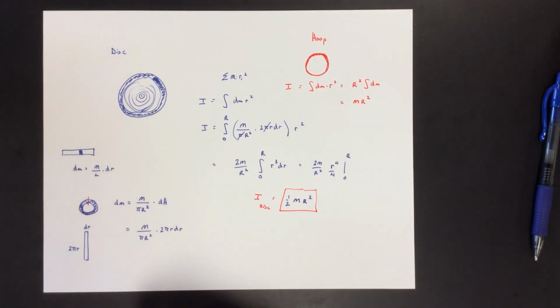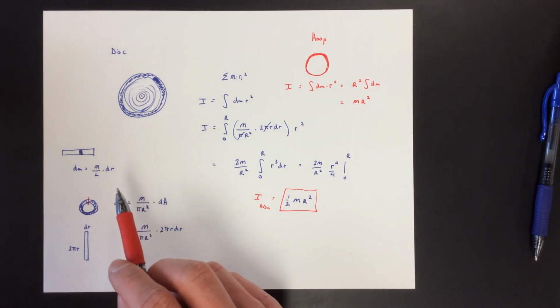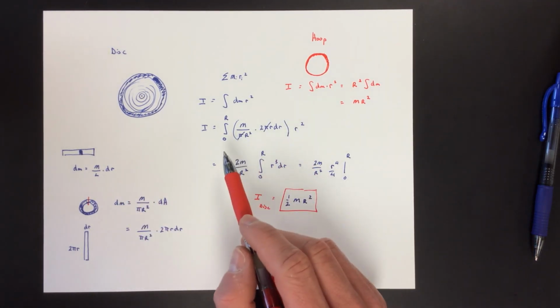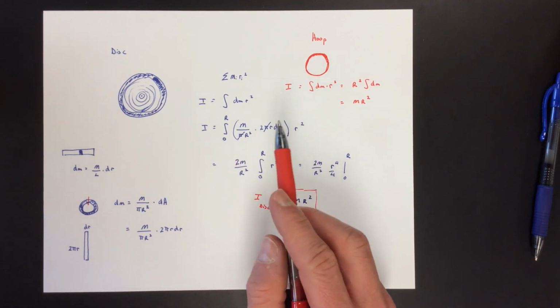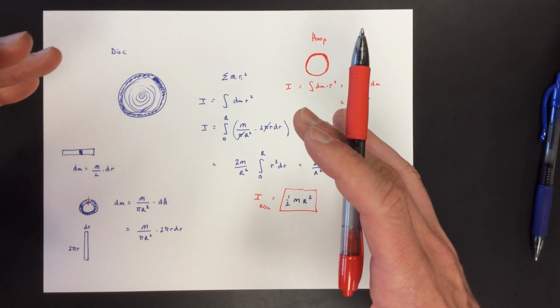Okay, so those are the 4 things I think you should be comfortable with. Doing the board pivot in the center or on the end, doing the disk, and then of course doing the hoop. And a hoop is really just a glorified point particle with its mass just all kind of spread out. Okay.